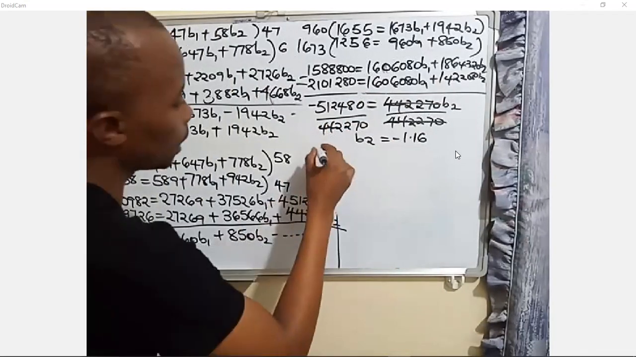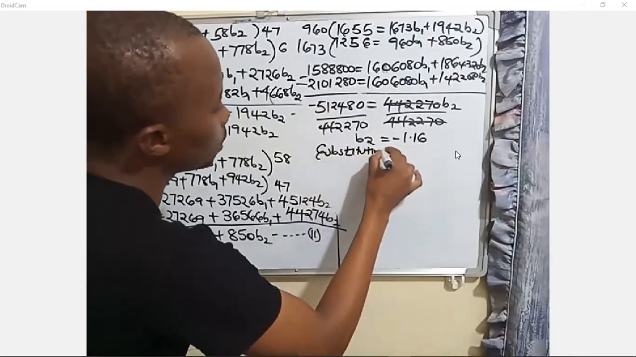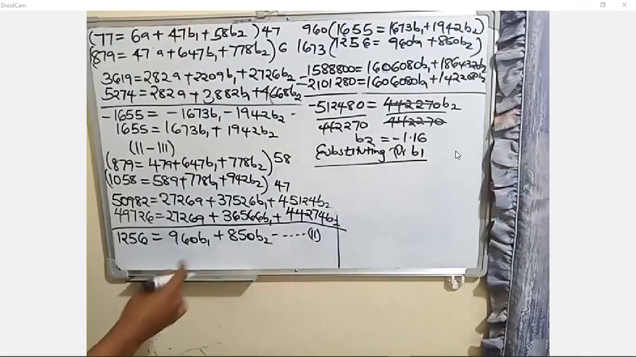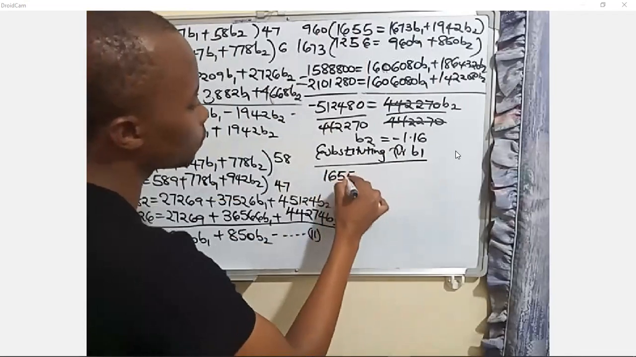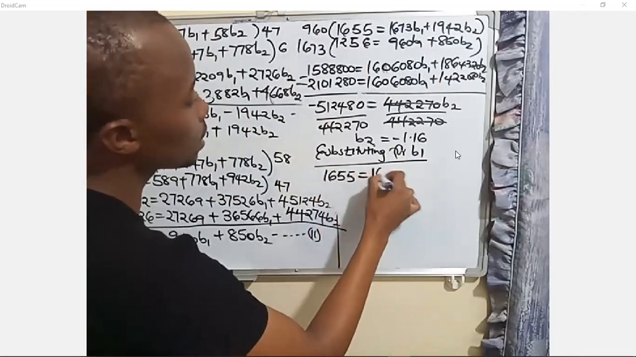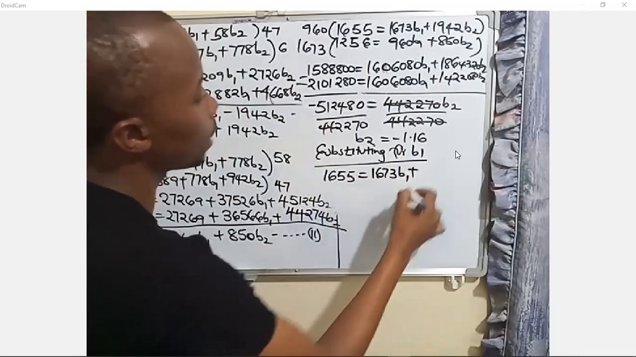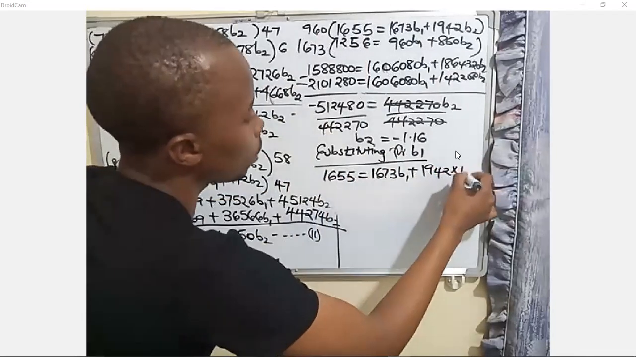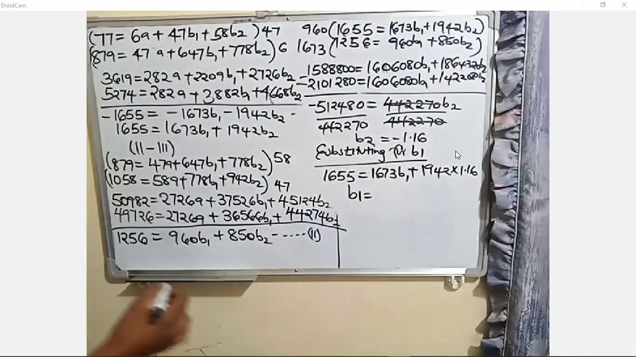Then we start substituting for B1. I take the first equation, 1655, which is equal to 1673 B1 plus 1942 times 1.16. B1 is how much?